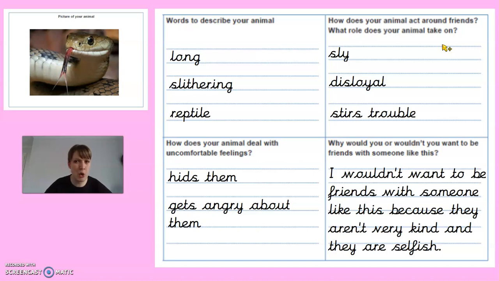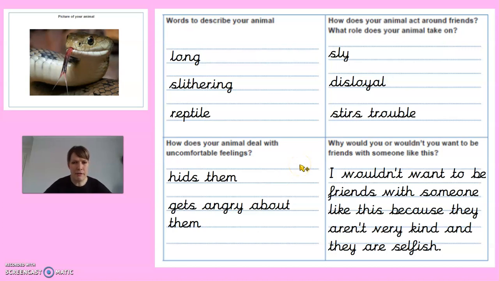They might be disloyal. So we know loyal means that you're always on your friend's side. Being disloyal means you're sort of not really on your friend's side. And stirs trouble. I can imagine snakes stirring a bit of trouble. So they cause a lot of trouble in friendships. That's how I imagine them being.